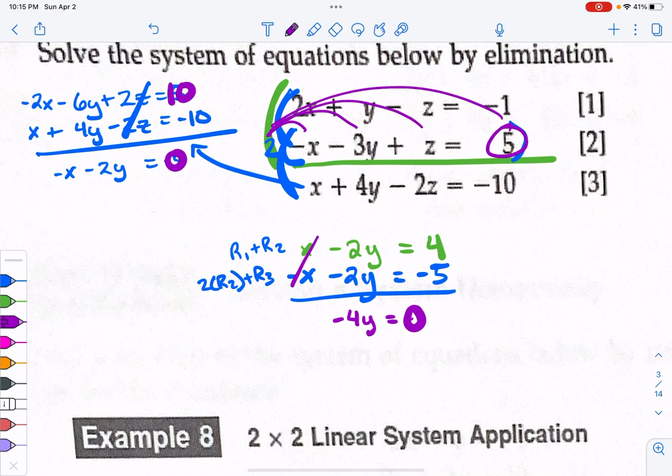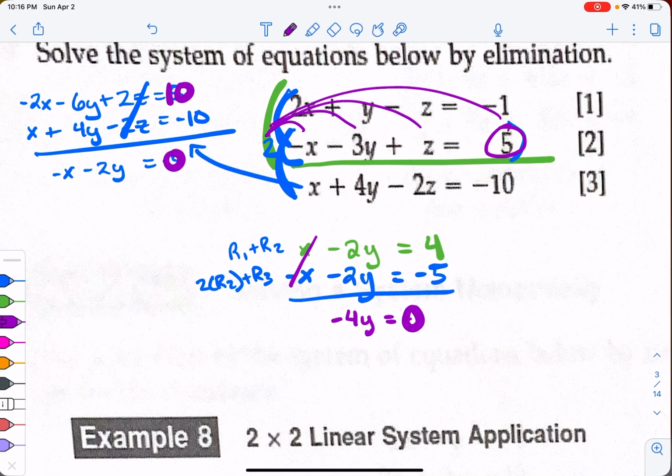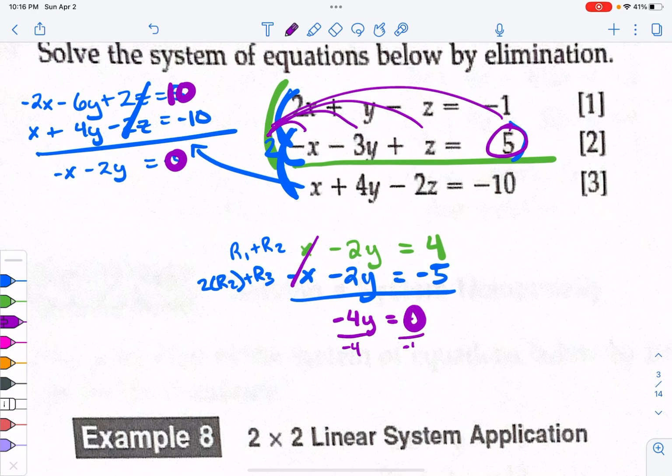There we go. Okay, I didn't think it was going to come out as a decimal number, although that's always an option. But 0 should be that number there. And then if I divide by negative 4, 0 divided by negative 4 is 0. So I'm just going to plug 0 in. Now, all you do is as soon as you find one variable, you're going to work backwards.